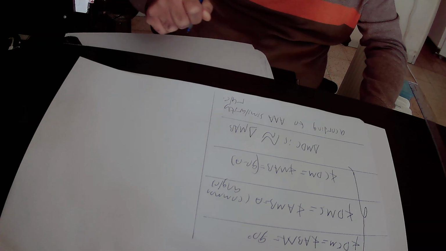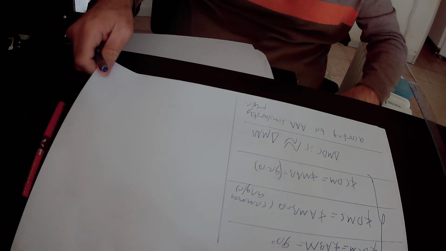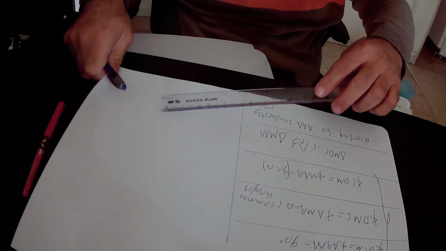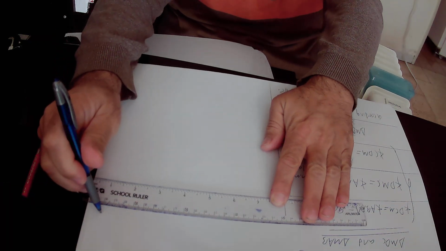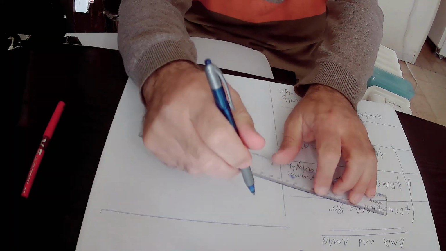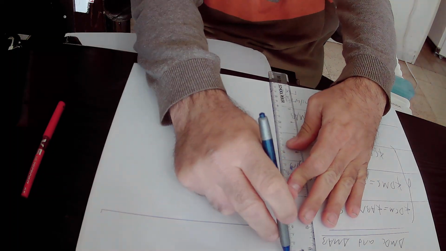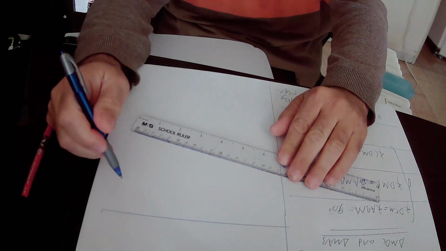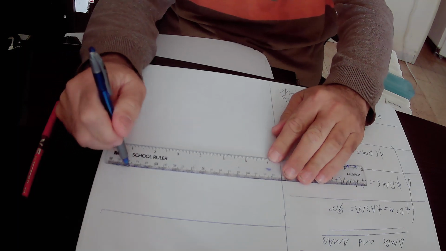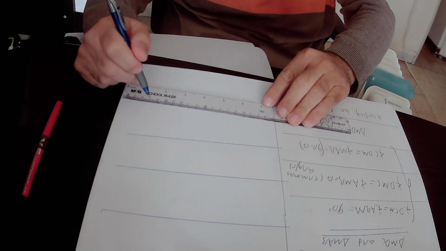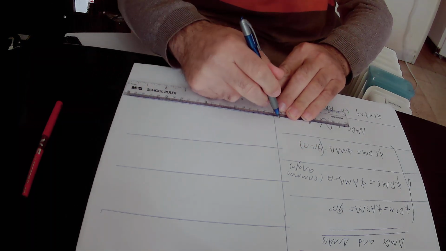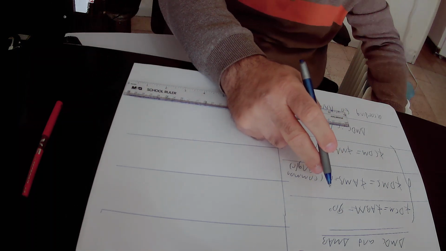So what is the angle similarity rule? The angle similarity rule is that if you prove that all three angles in one triangle are correspondingly equal to all three angles in another triangle, then you have proved that the two triangles are similar to each other according to the angle similarity rule, exactly as we proved in these two triangles.